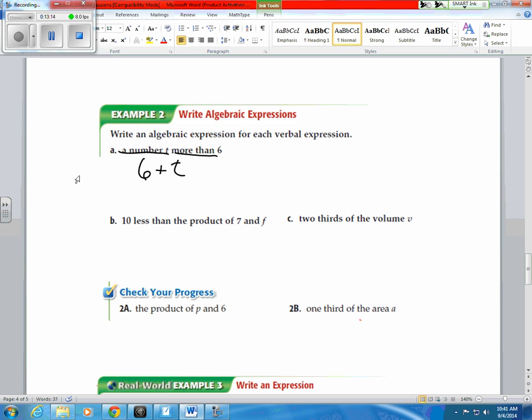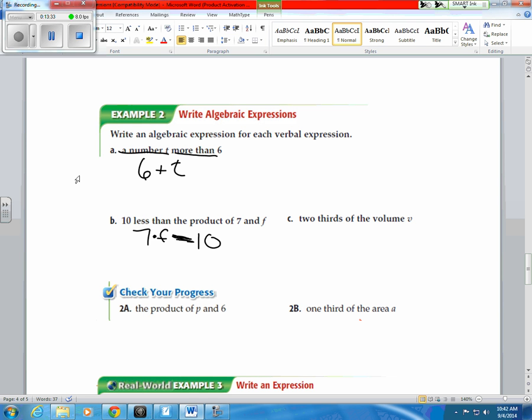B, 10 less than the product of 7 and f. Same thing, 10 less than, I'm going to subtract 10 at the end. Product means multiply again, 7 and f. So 7 times f. And I'm going to be subtracting 10.